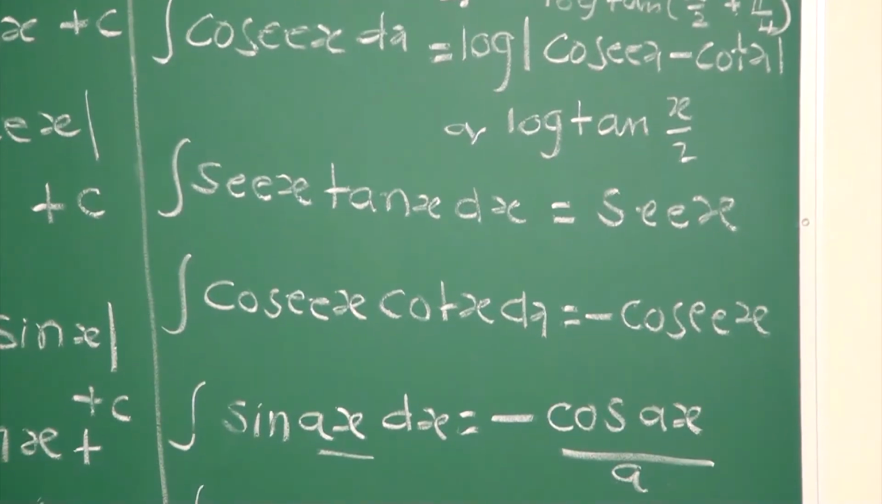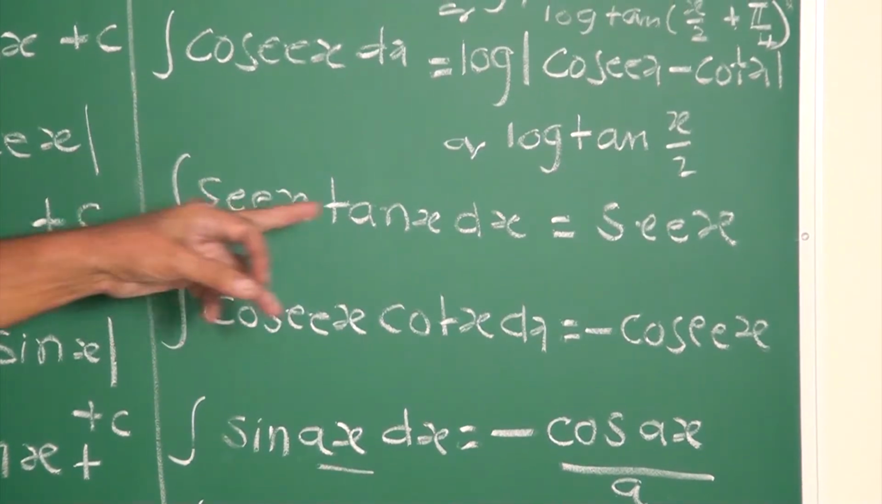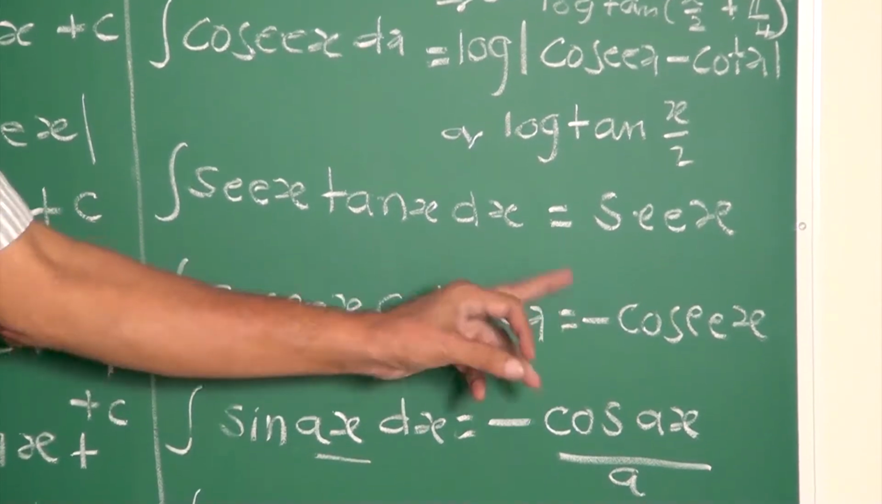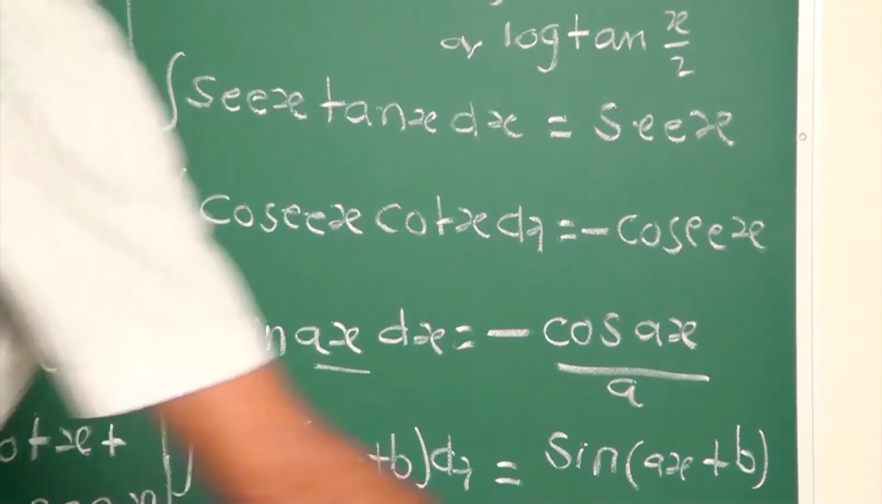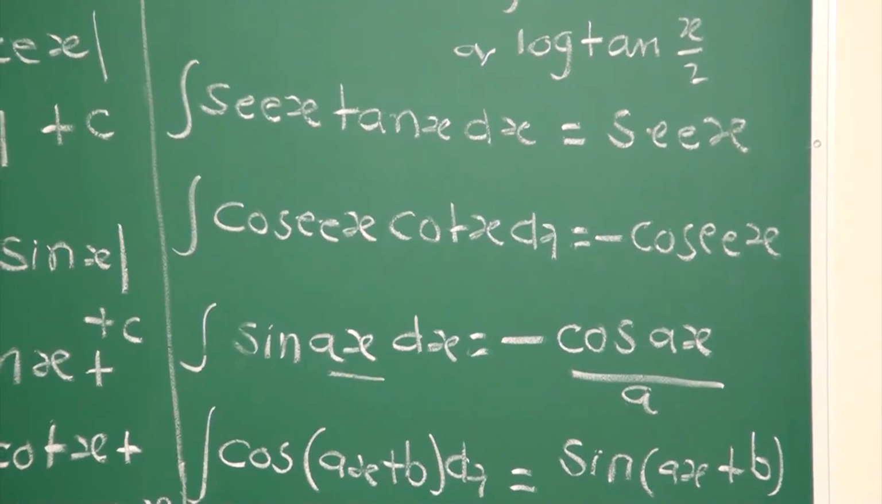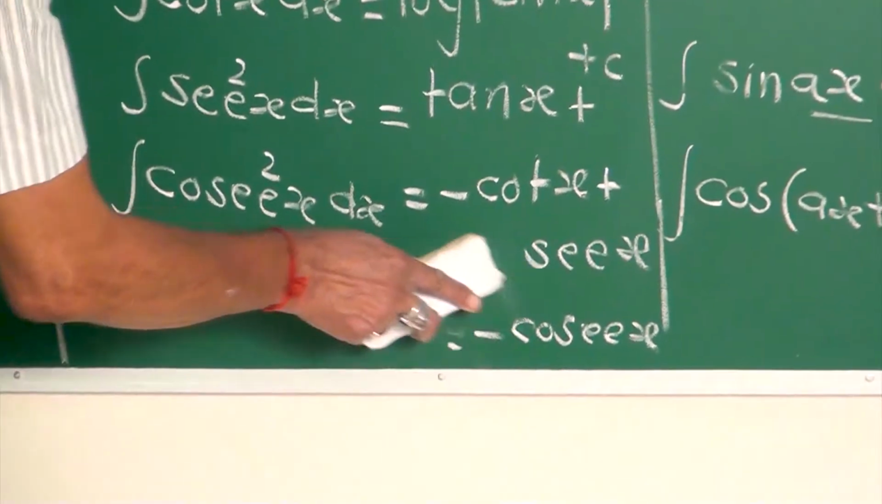It is repeated, my friends. Integral of sec x tan x is sec x. Integral of cosec x cot x is what? Minus cosec x. That part is repeated.